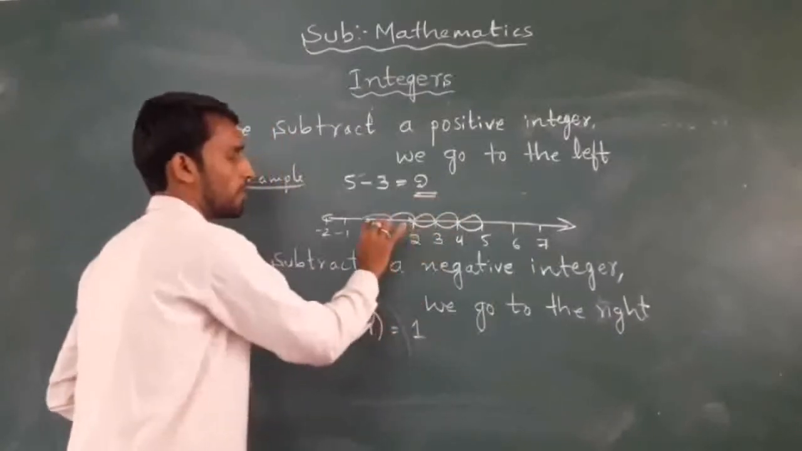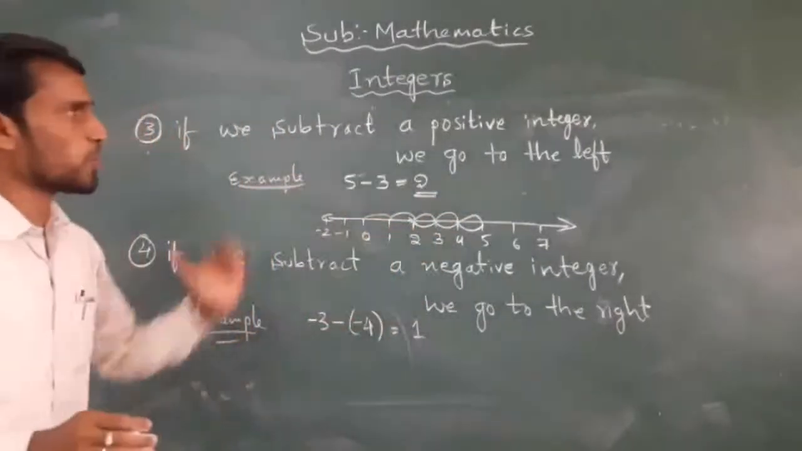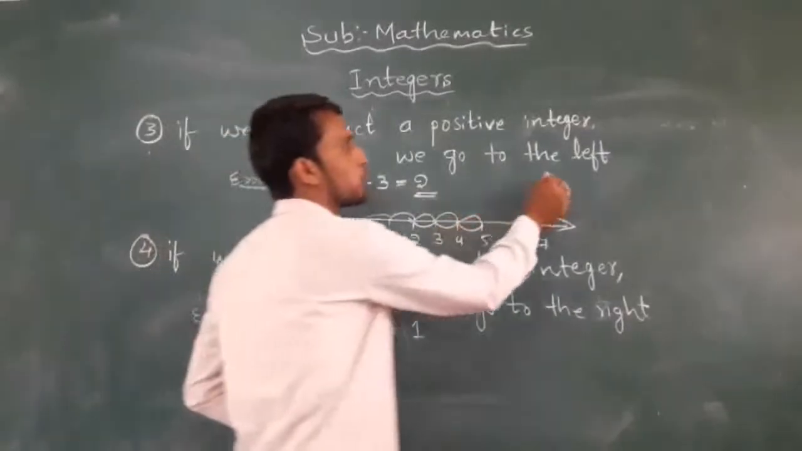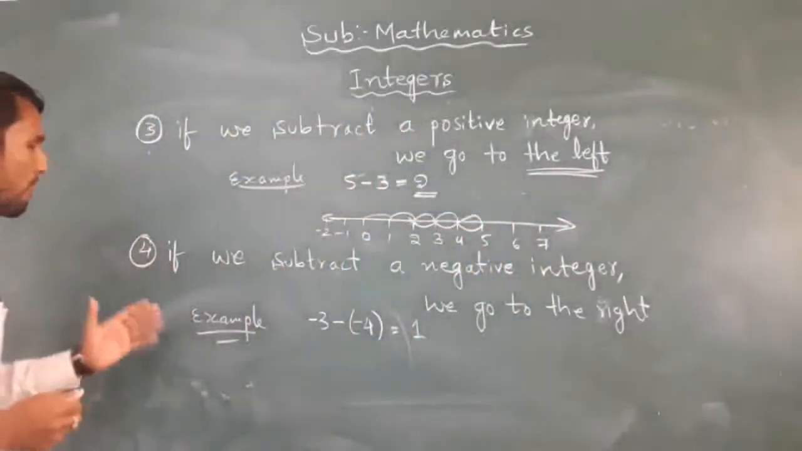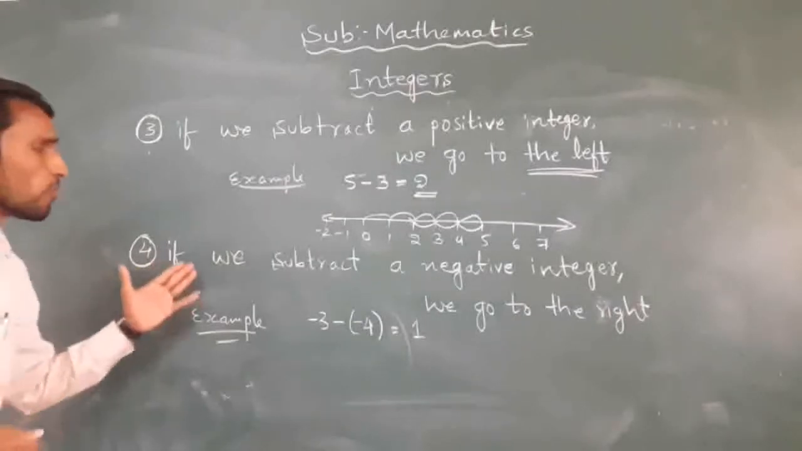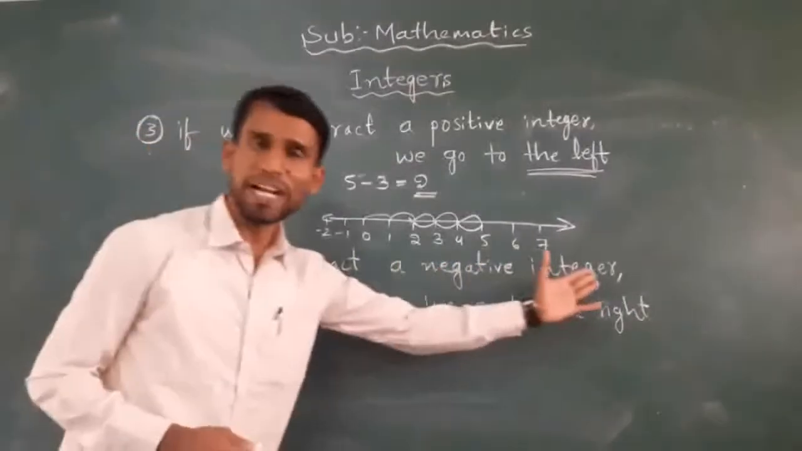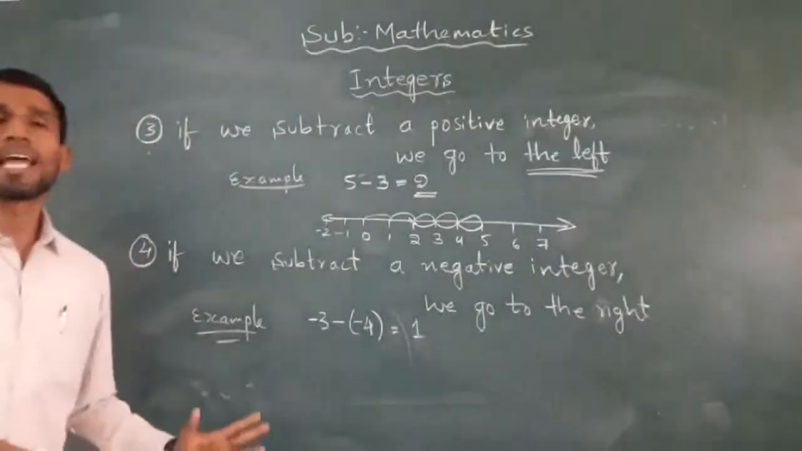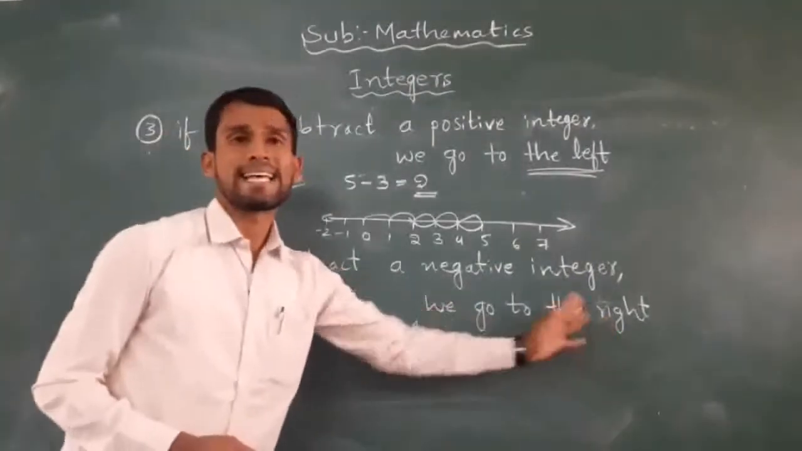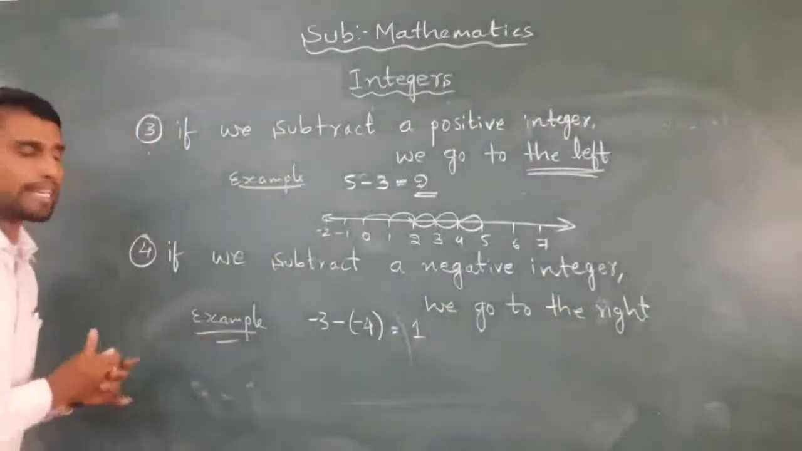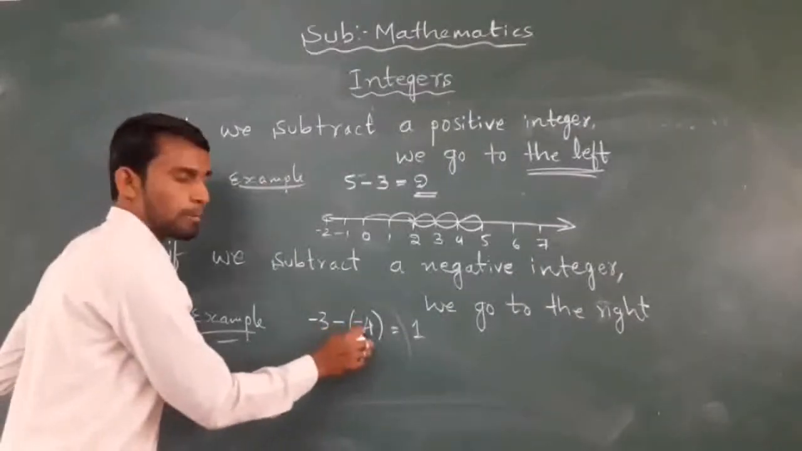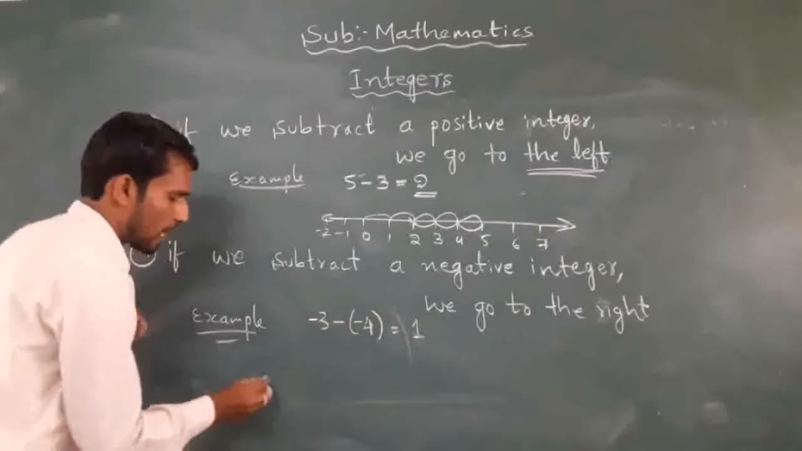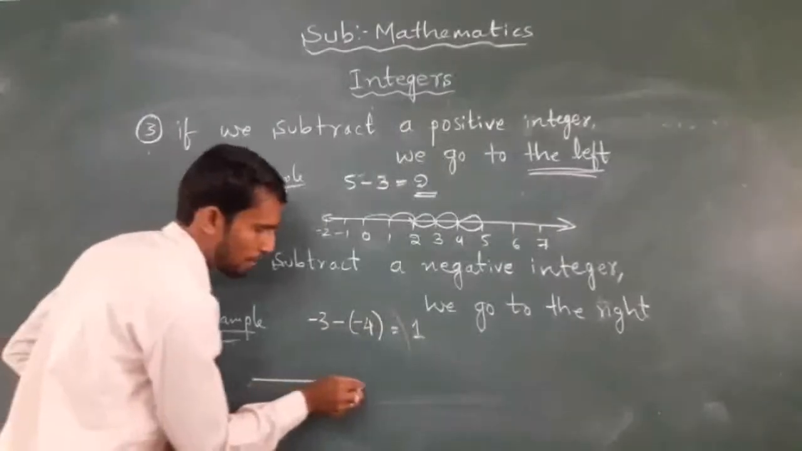See, when we subtract positive integers, we move towards the left side. Next, the last fact on the number line. If we subtract negative integers on the number line, we go to the right side. I am using another example here: minus 3 minus, in brackets, minus 4 is equal to 1. I will show you here by using the number line.